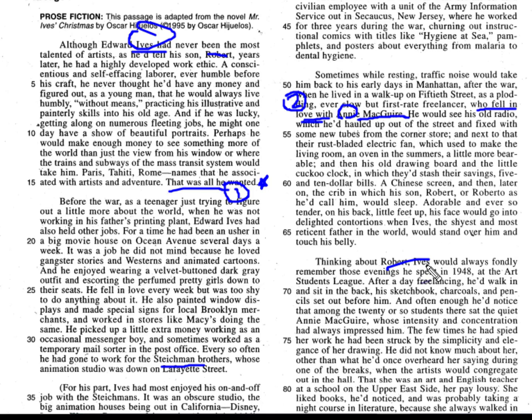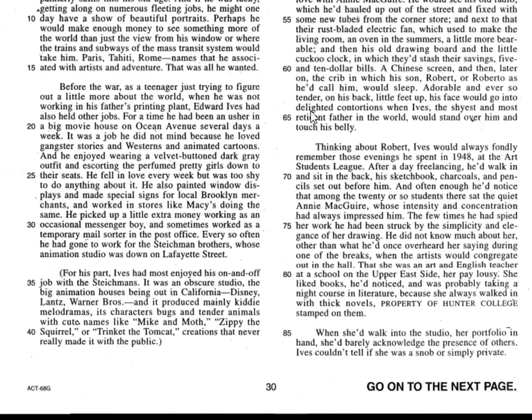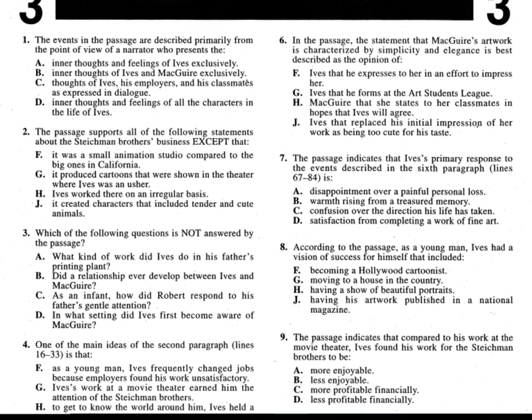So you basically just circle that. The answer for the correct problem here for number 1 is going to be answer choice A. And if you're running out of time, probably a good thing to do would be to look at the title. See that the title is about Ives and his Christmas. So this is Ives exclusively. A is the answer on that one. But you get the gist of it.